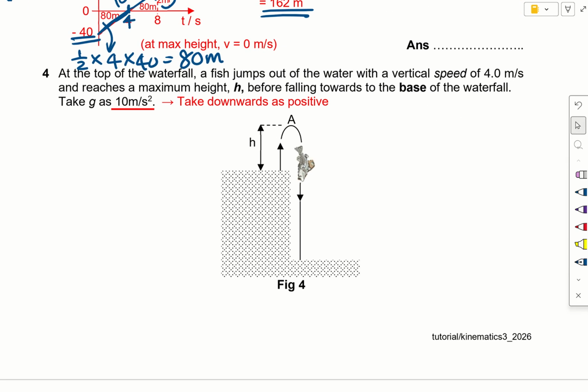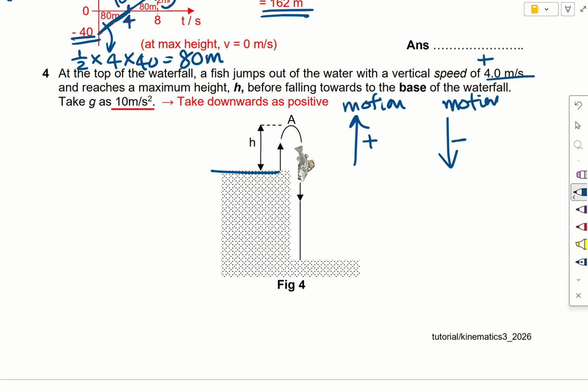Question 4. At the top of the waterfall, which is here, a fish jumps out of the water with a vertical speed of 4 meters per second. So if it jumps up, right, vertical speed, and is given a positive value, therefore upward motion will be positive. Downward motion will then be negative.